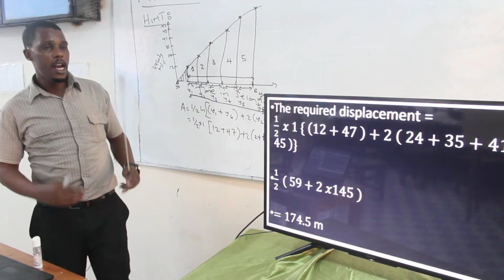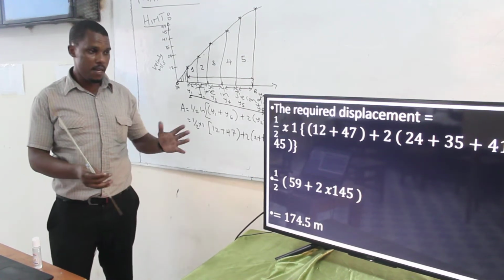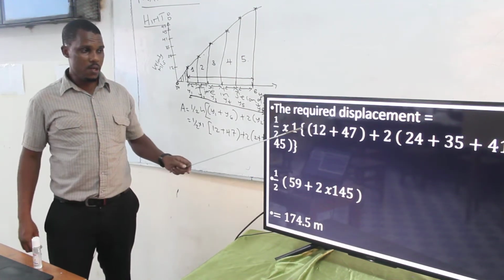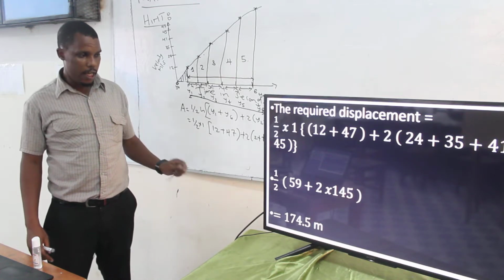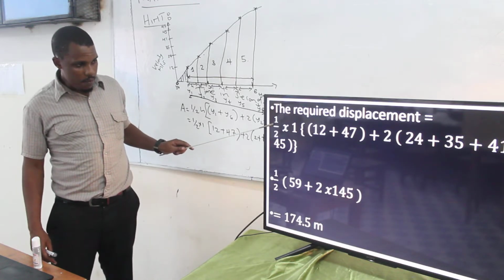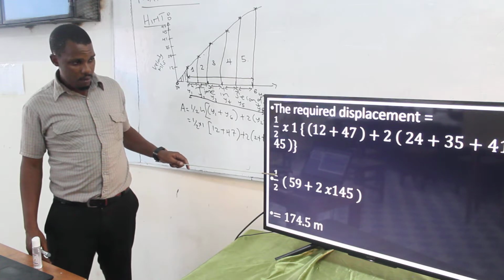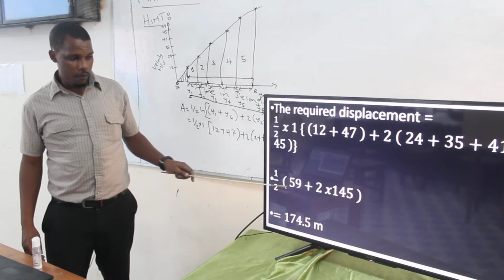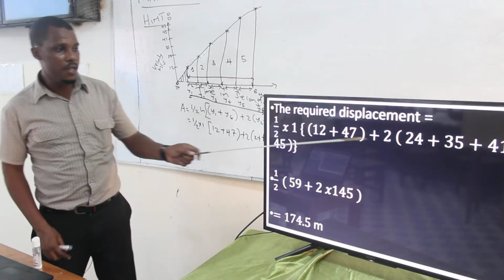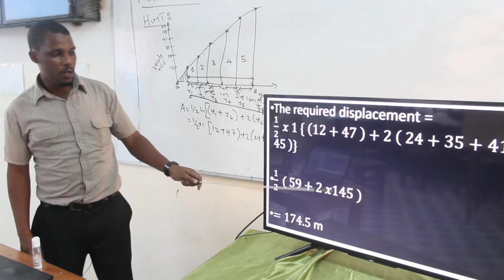It's for you to be able to now solve it. Now from there is about the simplification. Now see this, 24 plus 35 plus 41, you get 145. Or maybe a half times 1 is going to be a half. Then 59. Then from there when you add all these, 24, 35, 41, you get 145.